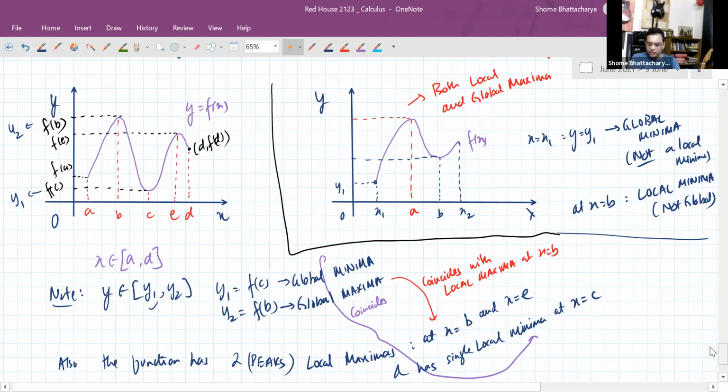So remember that local maxima and minima has to do with the shape of the graph. It should be a peak or a dip. Whereas global maxima and minima has nothing to do with the shape. It might be a point where there's a peak or dip. It might be another type of point also where there's neither peak nor dip. But it has to do with value.